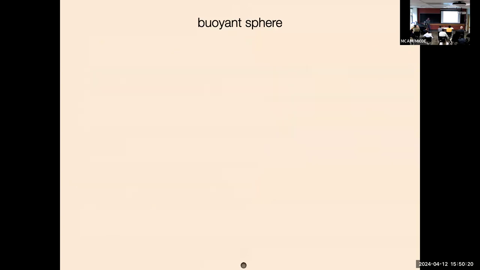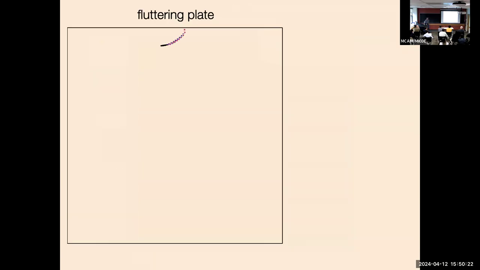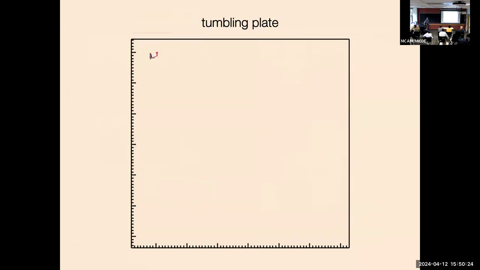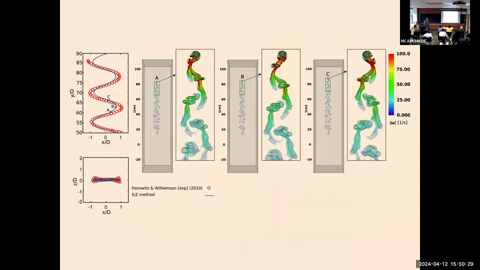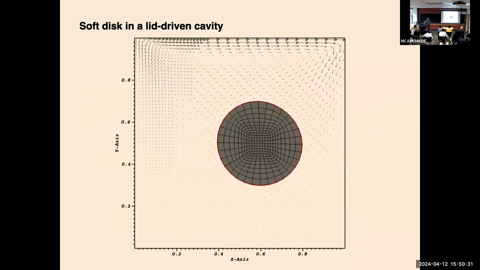These are 2D. Okay. These are 3D. These are 3D, yeah. So those are rigid body cases.